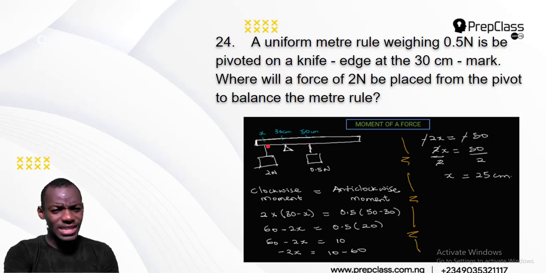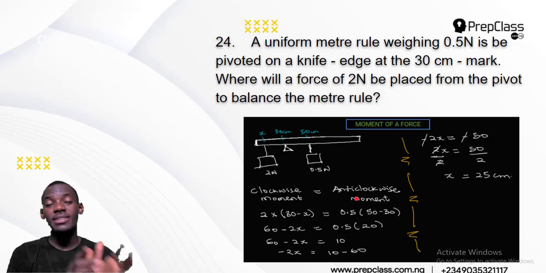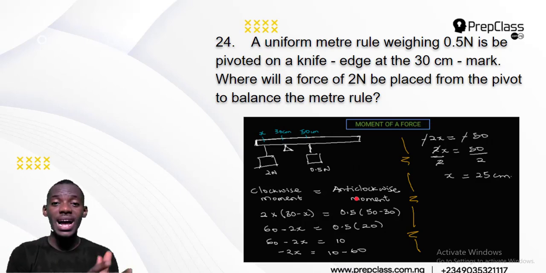Now, the other force needs to be placed at the other side of the pivot, right? But I don't know what distance it is. I just placed it there, 2 Newton, but I don't know how far it is. Now the next thing to do is to say clockwise moment equals anti-clockwise moment. That means this side equals this side, the right hand side equals the left hand side.